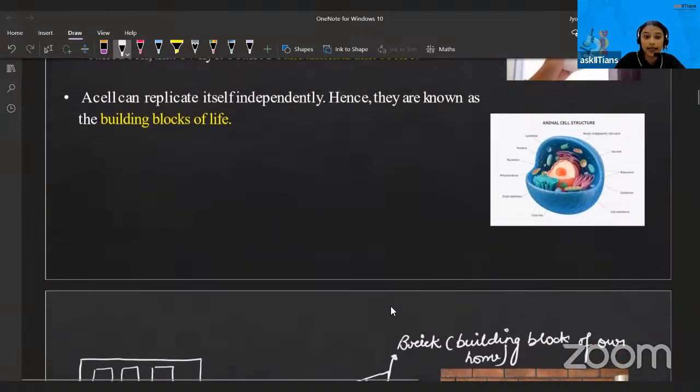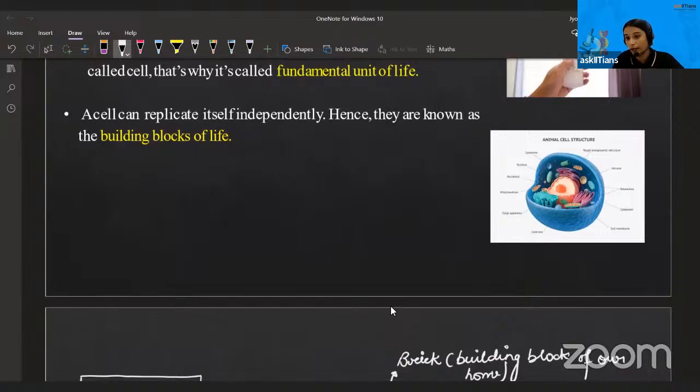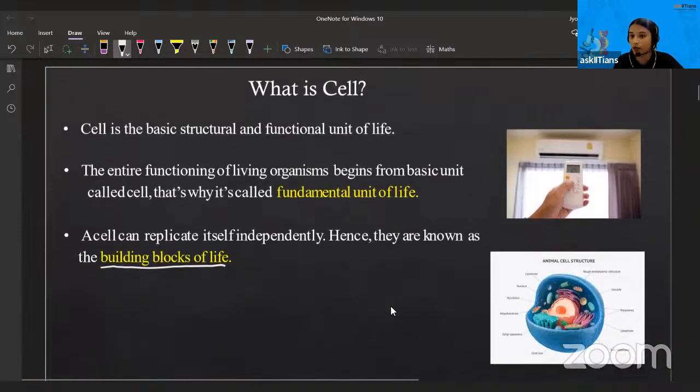the cell is the building block of our body. All the living organisms present on earth are made up of cells. That's why we say the cell is the building block of life, or we can say the cell is the basic structural unit of life. Now the cell is the basic structural unit, but how is it the functional unit? How do we say the cell is the functional unit of life?